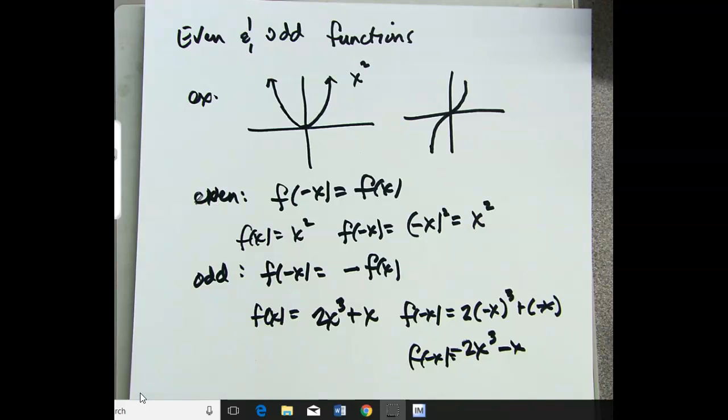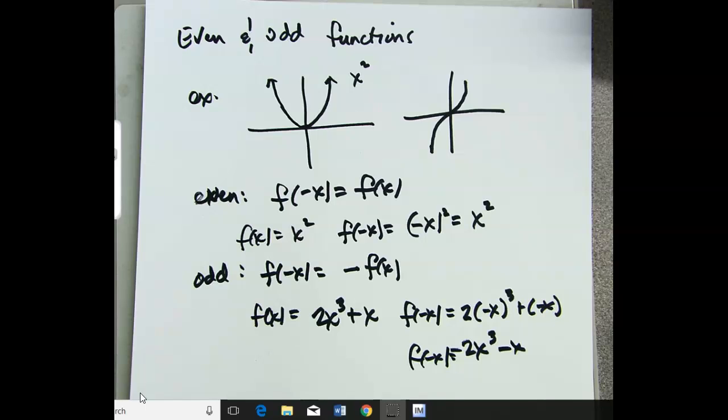So what is it? Even? Odd? Neither. It's neither. Not all the time. If you have 10 terms and one of them doesn't change, then it's neither.